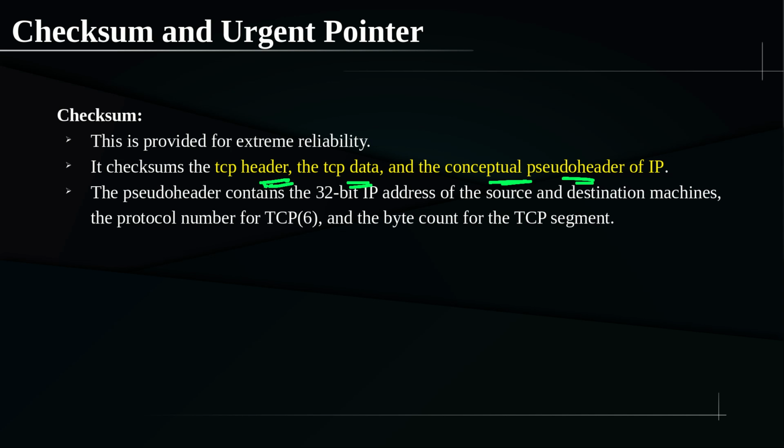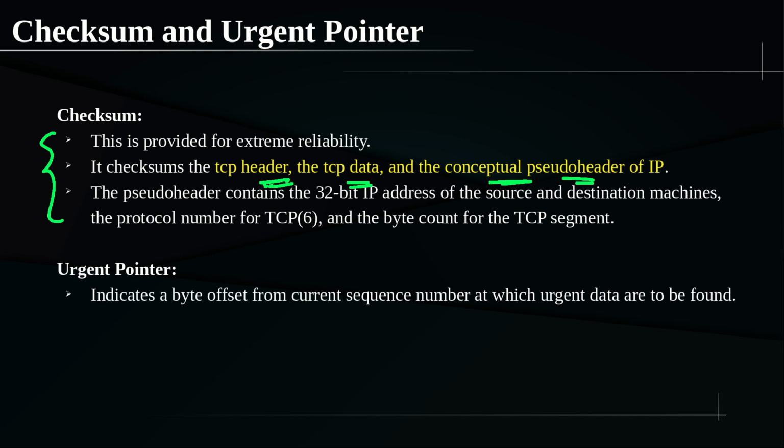And the method of generating the checksum is grouping the data into 16-bit units, adding them by one's complement arithmetic, and taking the one's complement of the result. That entire procedure we already saw. The same thing is applicable to TCP also. So please watch the video on UDP. You will understand this in more detail. That is why I am not spending much time here.